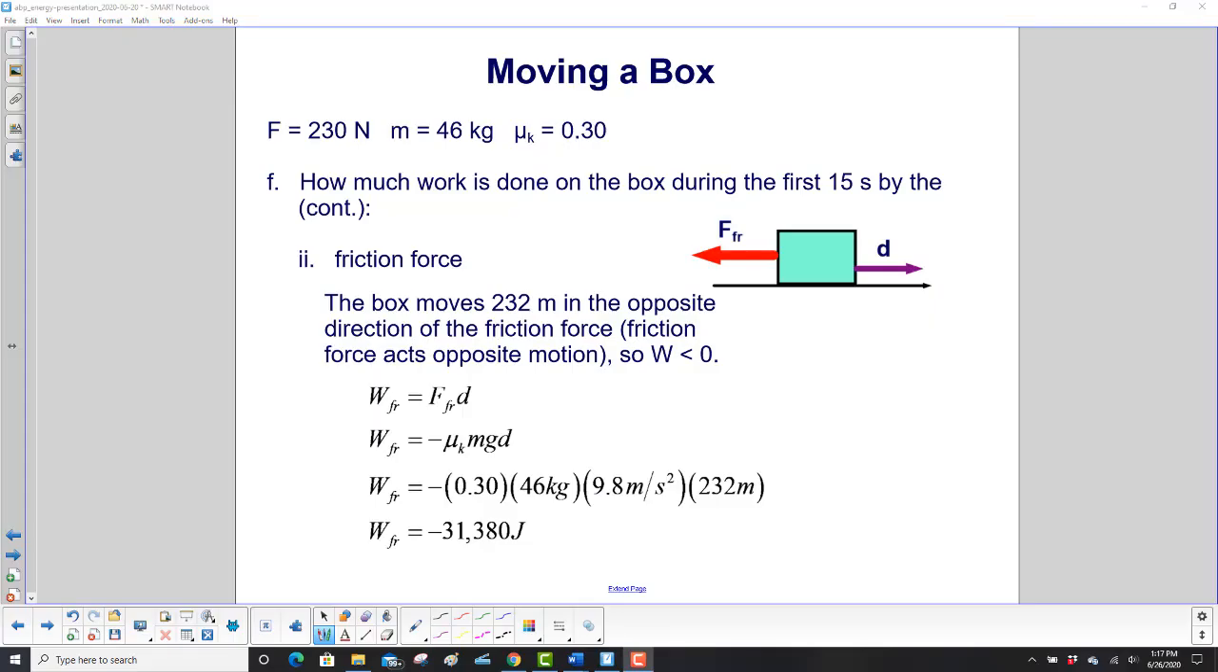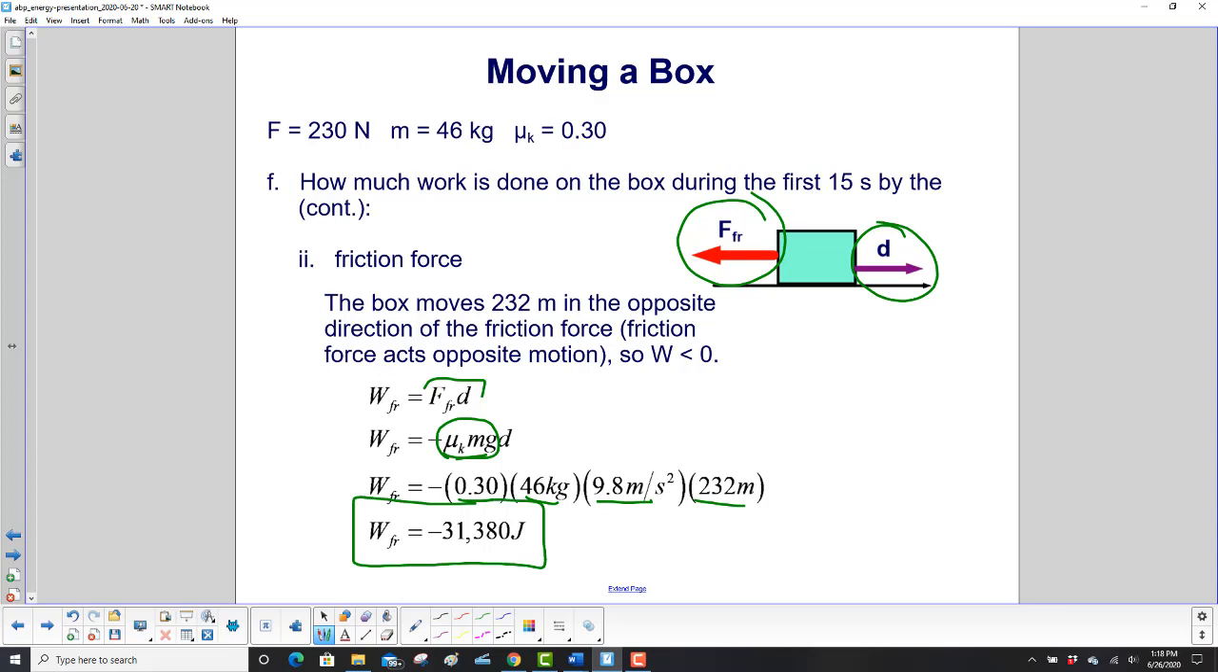What's the work done by the friction force? Well, in this case, the force is opposite the motion here. So work will be less than 0. So work done by friction is the force of friction times the distance moved. Friction, which we already worked with, is mu times mg. So we plug that in, and here's our mu, here's mass, here's g, here's the distance moved. We get a negative 31,380 joules. So friction is taking energy out of the system here.